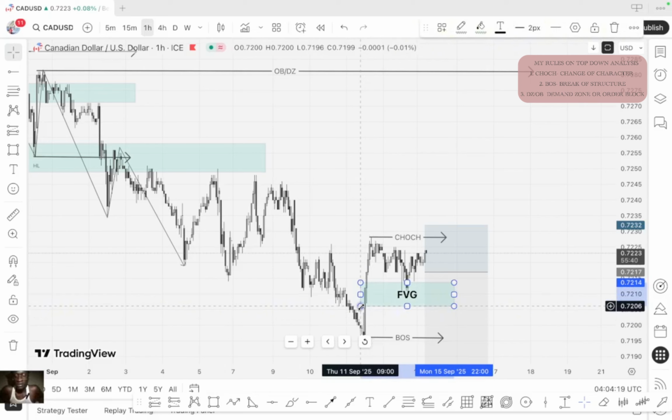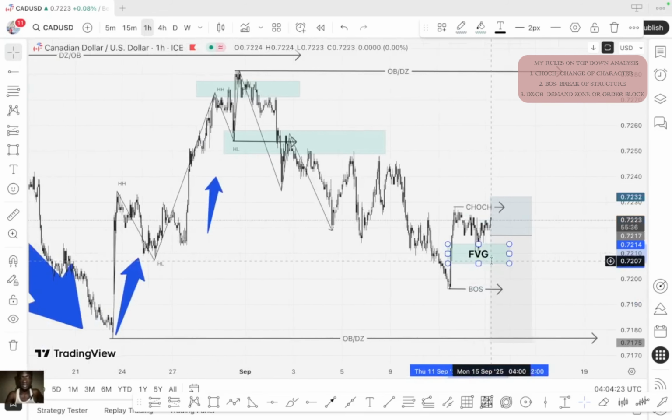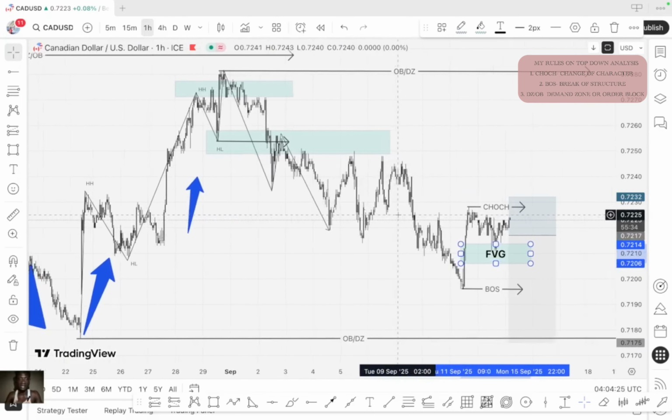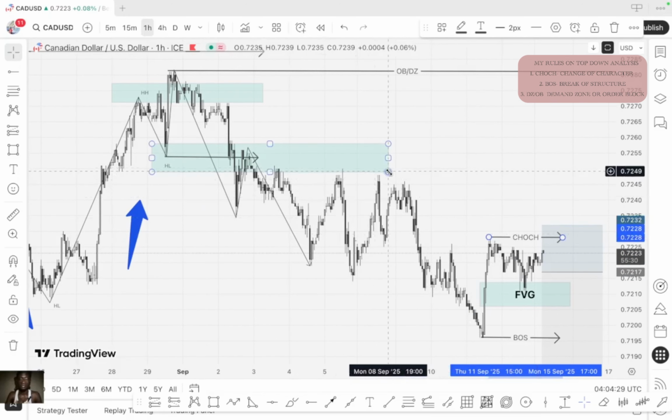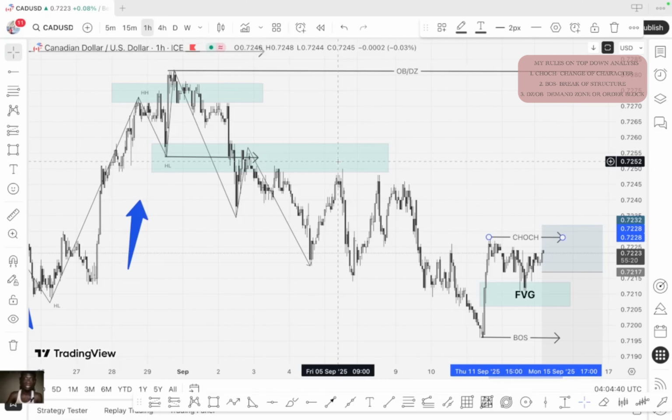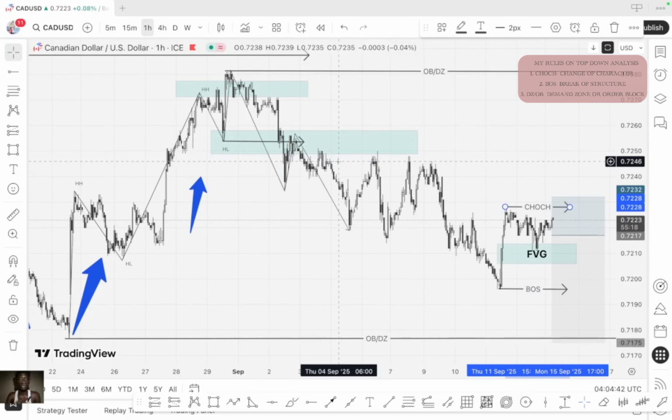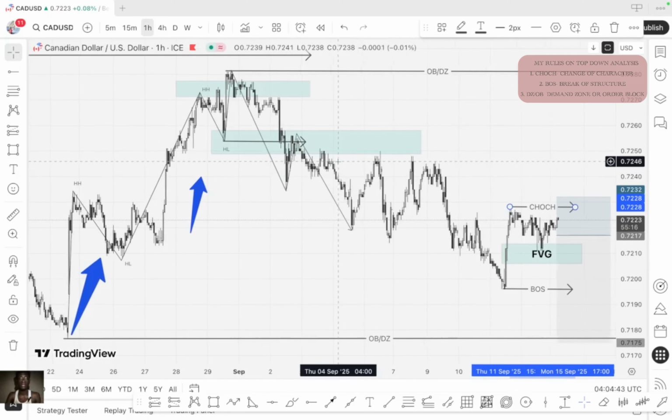So I think we are done with the top-down analysis here. You can scale in, scale in, scale in. I don't want to indicate every change of structure and break of structure, because it will make the chart too big. That's why I didn't create those places. I think you guys know what I'm trying to say, right?